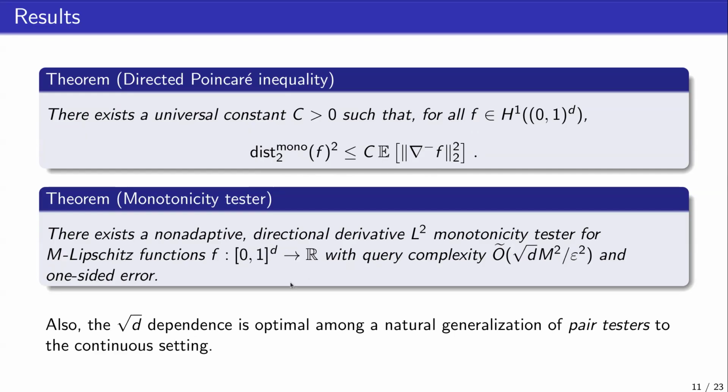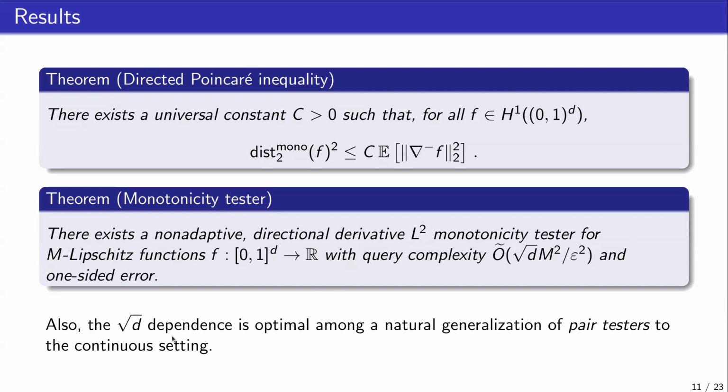And what does it imply for monotonicity testing? It implies that in the model that I just showed you, there exists a tester that is non-adaptive, uses directional derivative queries. It's an L2 tester, as I was telling you about. It accepts M Lipschitz functions, and its query complexity, up to a log factor in D, is square root D M squared over epsilon squared. And by the way, don't worry too much about this, but if you're interested, you should think of M and epsilon as trading off with each other because you can rescale the entire input. So this is the right shape in some sense.